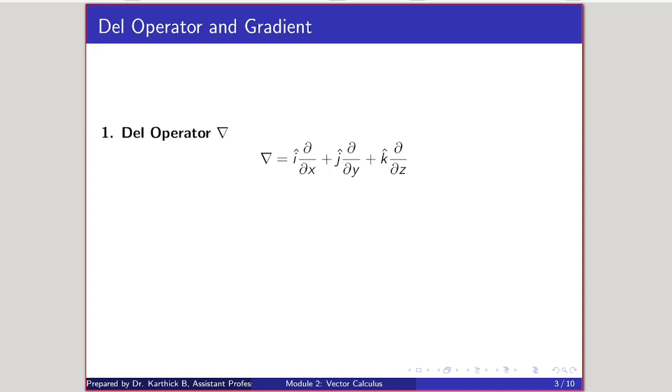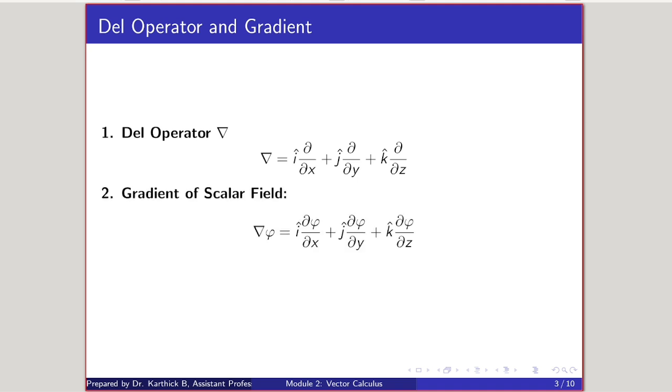So first, what do you mean by the del operator? Del means i cap ∂/∂x plus j cap ∂/∂y plus k cap ∂/∂z. Okay. Next, what do you mean by gradient?